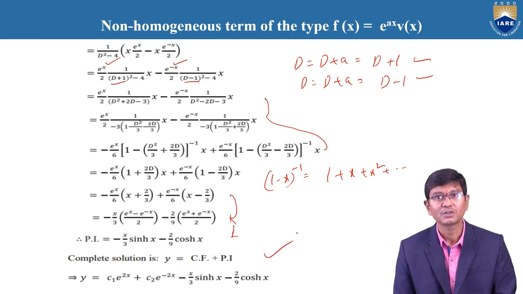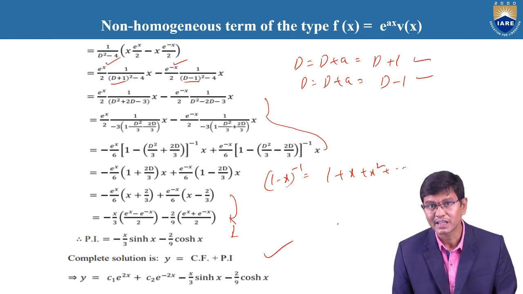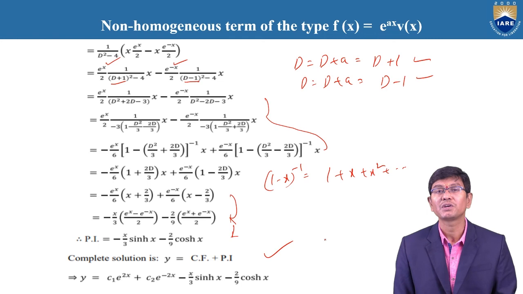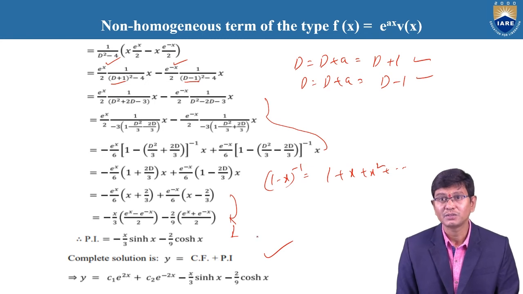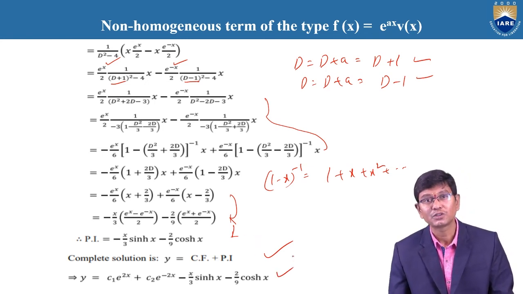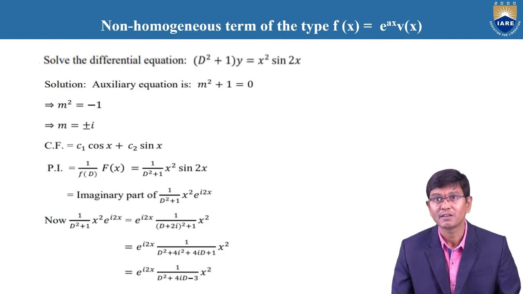Therefore, the general solution, or complete solution, is nothing but the complementary function together with the particular integral. It is clearly the solution: c1 e power 2x plus c2 e power minus 2x minus x by 3 into sinh x minus 2 by 9 into cosh x.